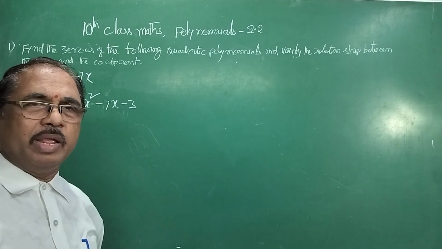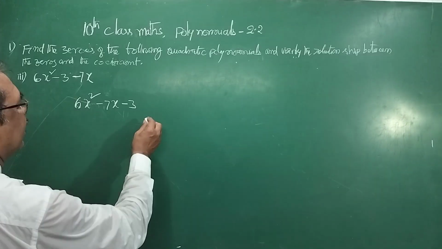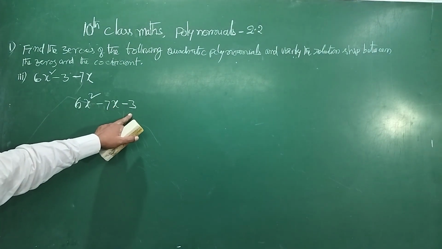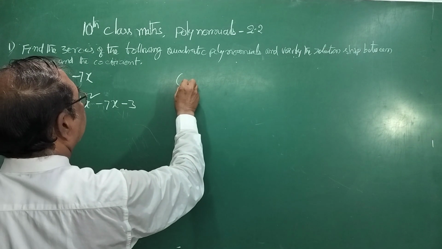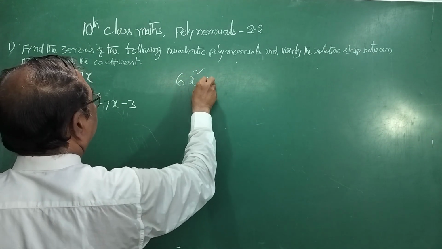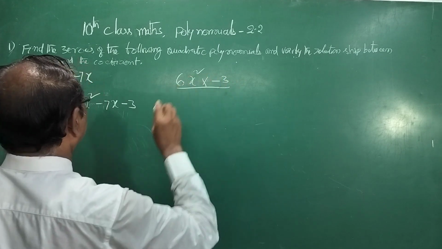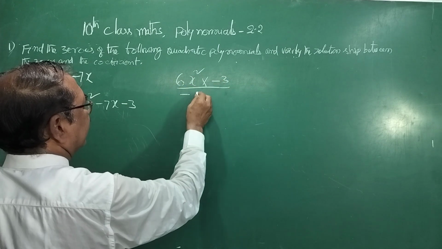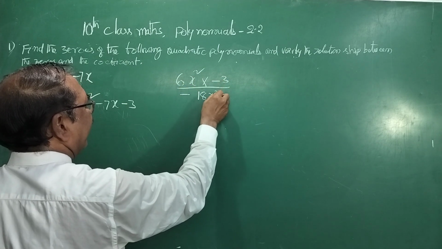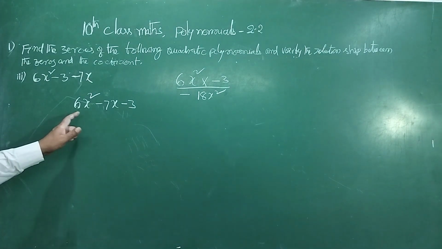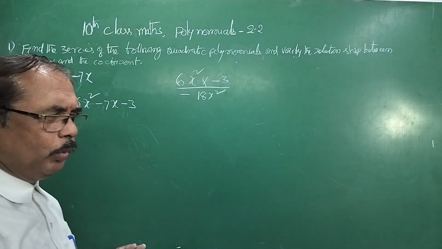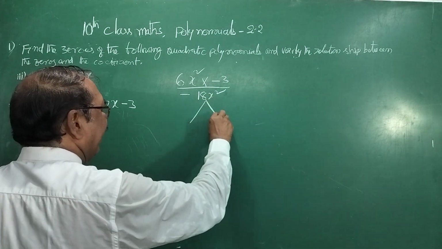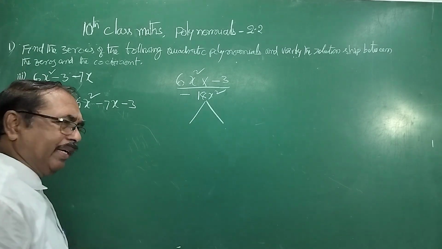There is some pattern. As per the pattern, let us find. What is this pattern? First term, that means the x square term, and the last term, you have to multiply. You see, 6x square into minus 3. Minus into plus, minus 3 into 6x square, minus 18x square. We got minus 18x square when we multiply. Now what we have to do? We have to separate this into factors.